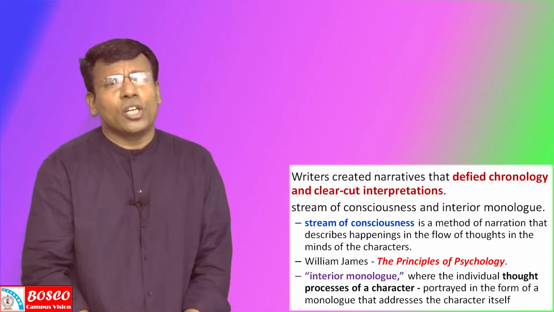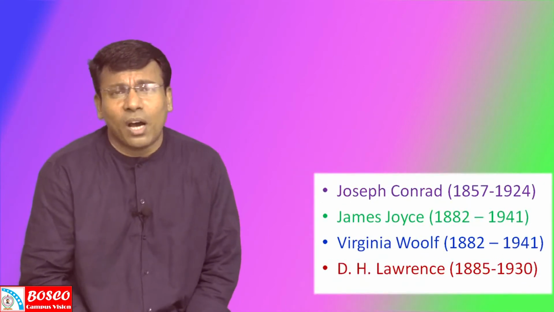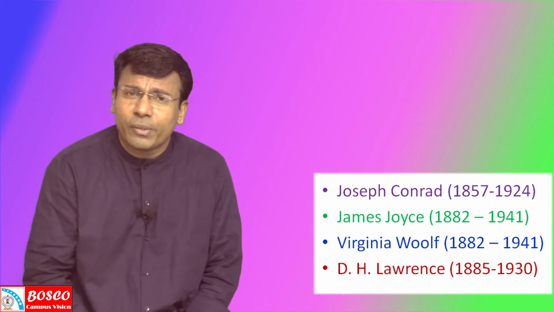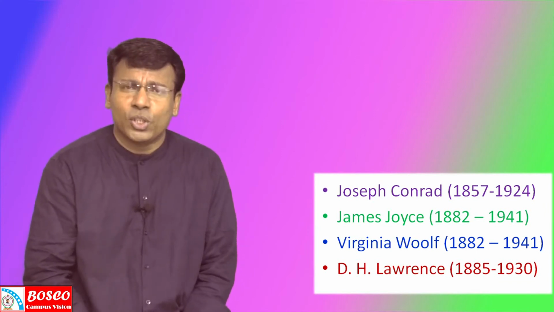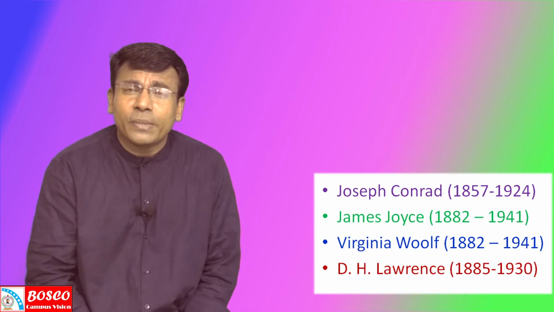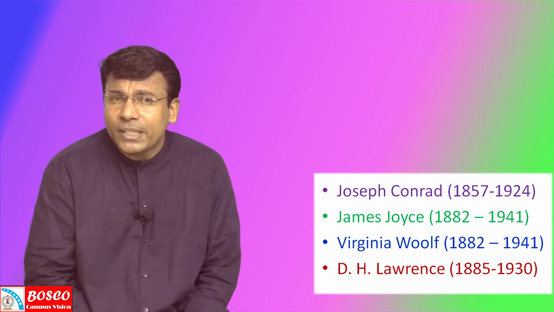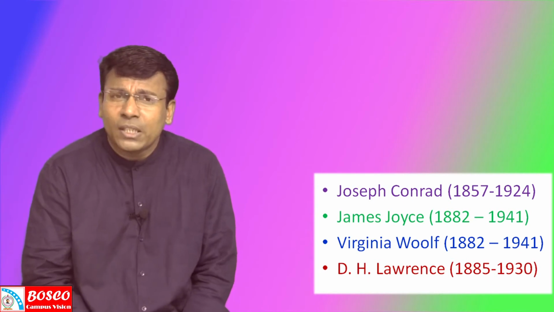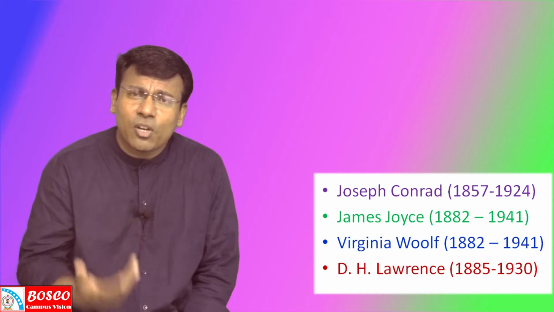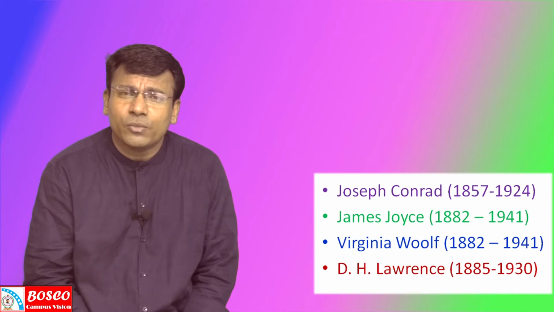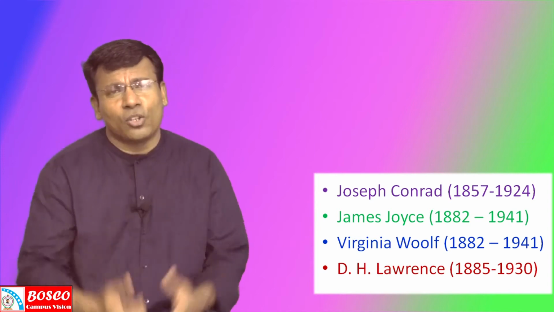Some important novelists of the modern literature are Joseph Conrad, who lived from 1857 to 1924. There is James Joyce, who lived from 1888 to 1941. There is Virginia Woolf, who lived from 1882 to 1941. And another important novelist, D. H. Lawrence, who lived from 1885 to 1930. We will see all these novelists.